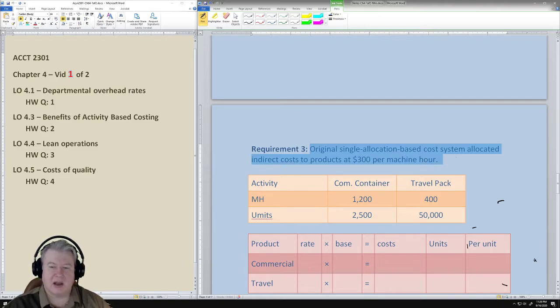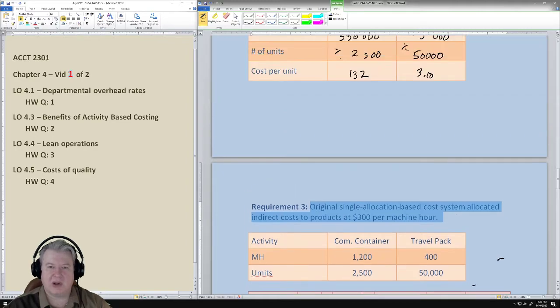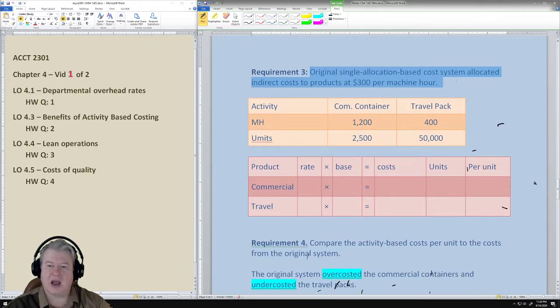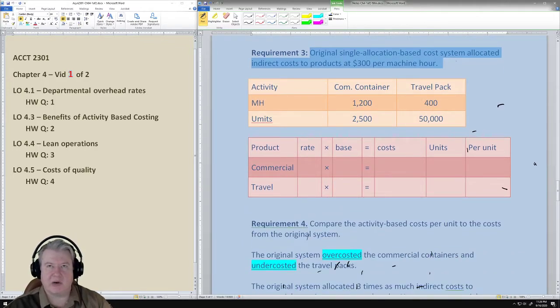So we figured out the allocation based upon the three categories: material handling, packaging, and quality assurance. Now we're going to look at it under the single allocation. Remember, a lot of what we do in this chapter is asking what it looks like under the single group and what it looks like under the multiple group analysis. If you remember, we are given $300 per machine hour. They're saying, assume the original single allocation rate was 300. So we'd say, okay, 300 here.